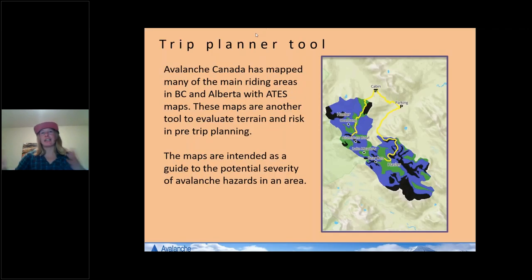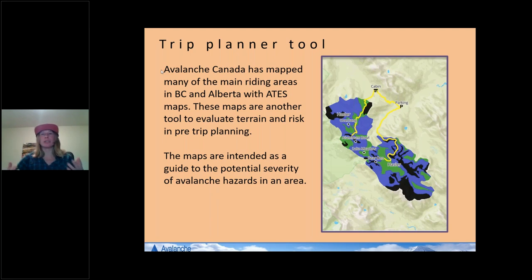Now, in order to find out ahead of time, say you're going into a new area you're planning to, you might want to gather some information on what type of terrain it's going to be, right? Whether you're going to be heading into simple, challenging, or complex terrain. Avalanche Canada has mapped many of the main riding areas, and they're another tool for you to evaluate, do your risk assessment, and plan ahead of time.